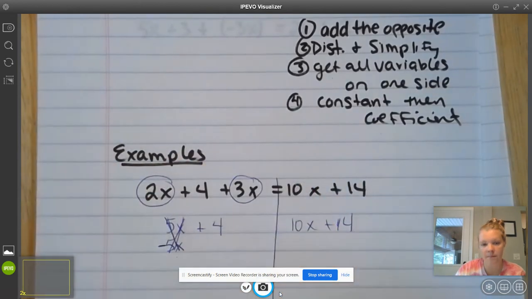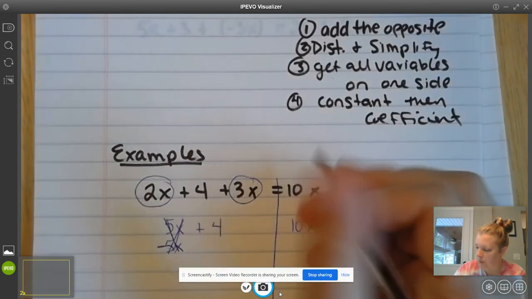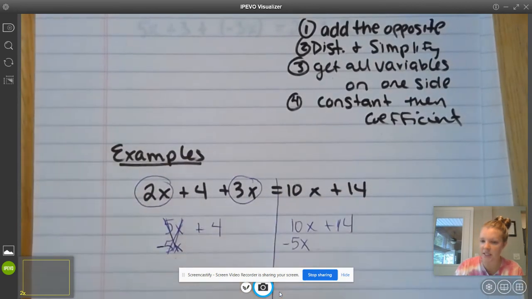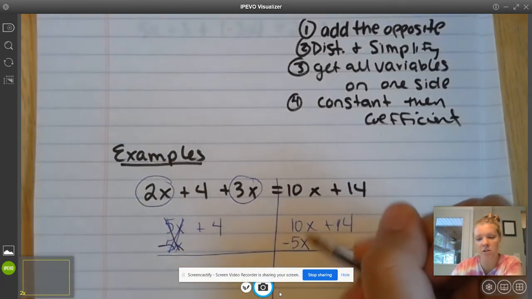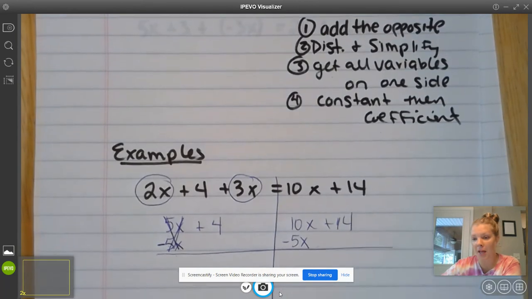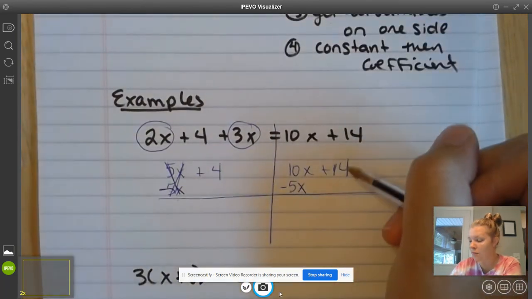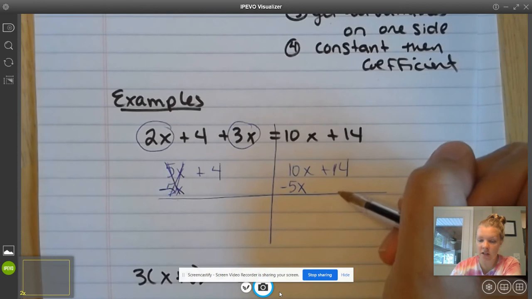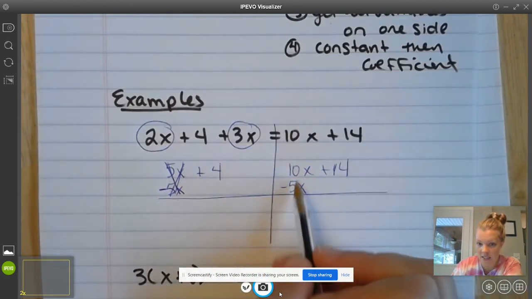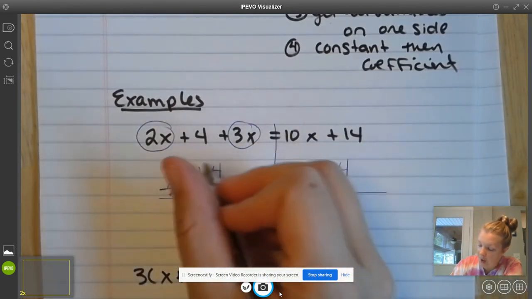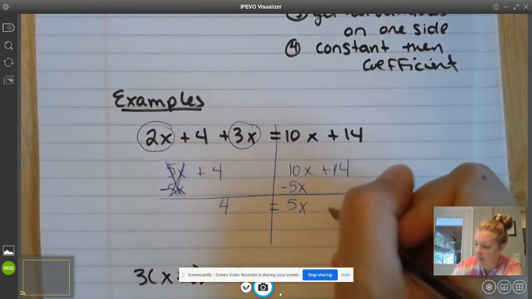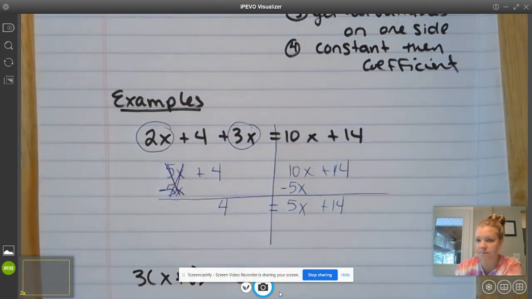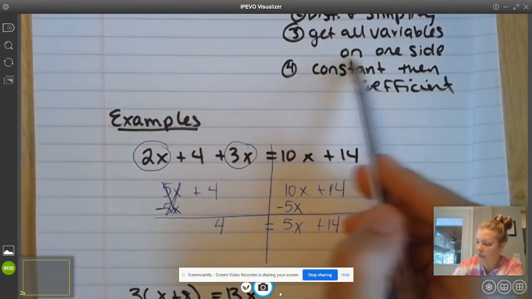Now they're gone. And if I take away 5x from this side, I have to do the same to this side. And I'm going to put that 5x in a very specific place. I put the 5x underneath the 10x. And the reason is because those are like terms, and I can do the math with that problem. I could not do 14 minus 5x because they're not like terms. So I stack the x's together. On this side, I'm left with 4. This, I have 5x if I do that math, and then that 14 just stays there. I got all the variables on one side.